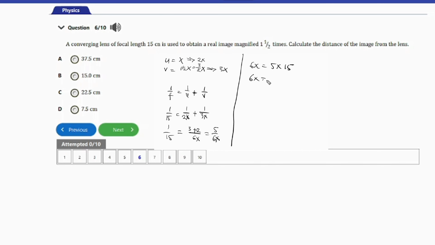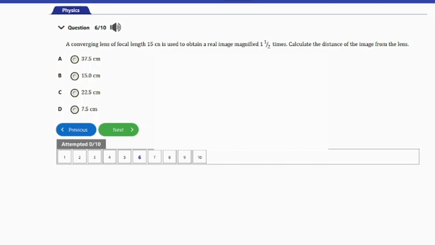So 6x is 75. X alone will now be 75 over 6. So that's 12.5. So in order to get v, it is going to be 3x as stated earlier on, which is 12.5 times 3, and that's 37.5, and that's option A here, guys. So v is option A. So that's it for this question. Option A is the answer to this question. So let's go ahead and consider the next question.